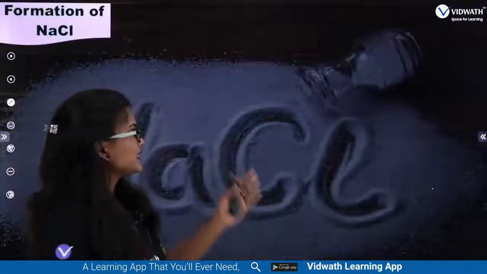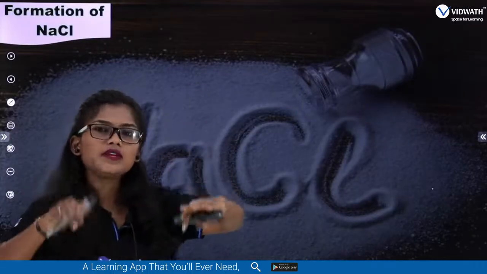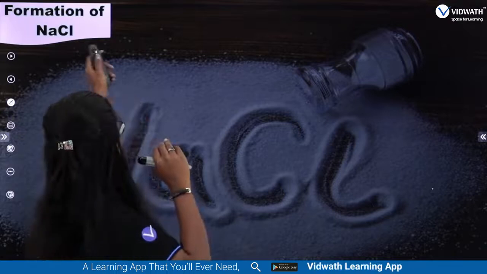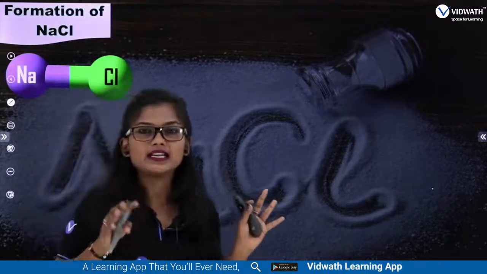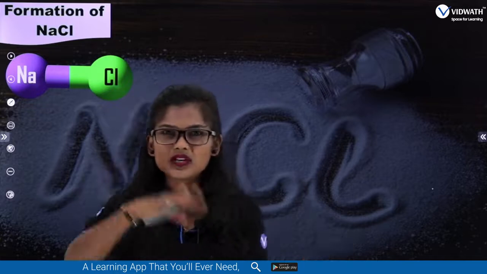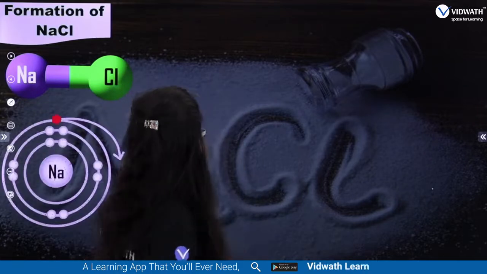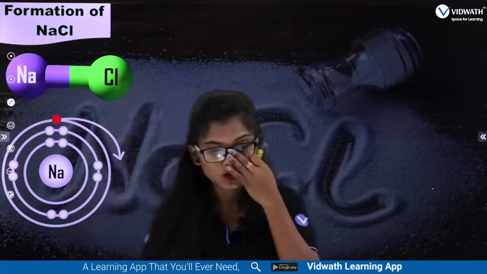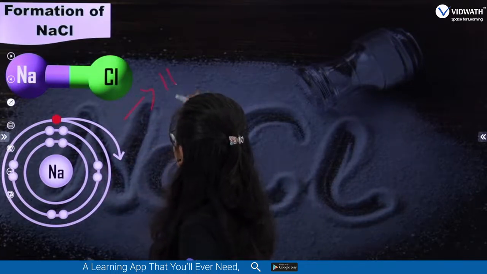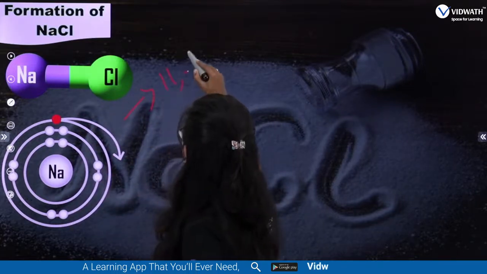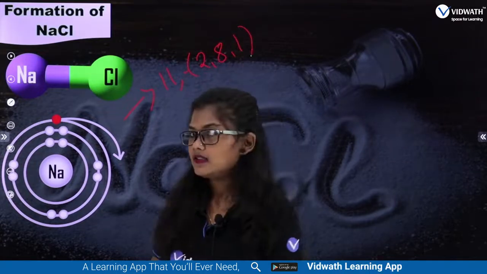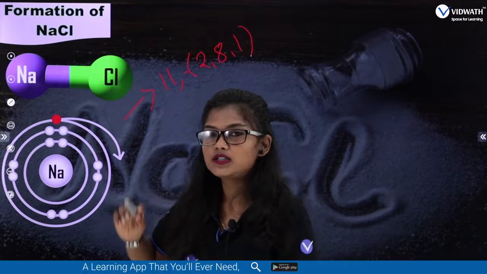As we got to know, elements combine to form compounds to attain stability. So let us see the formation of NaCl, that is sodium chloride, which is common salt, right? We have already discussed it in the previous chapter, so let's revise it. Sodium, whose atomic number is what? 11, and the electronic configuration is 2, 8, 1, right? So to attain stability, what does it have to do?